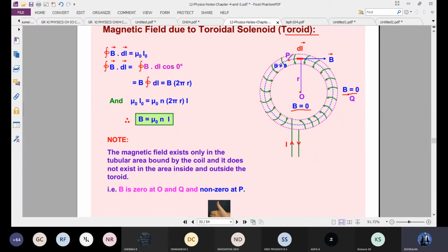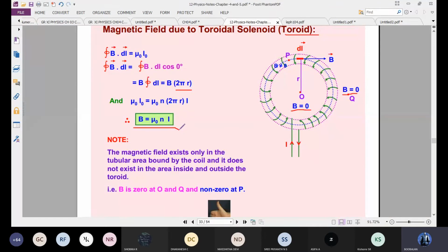And the field is not equal to 0. So now we are finding inside only. Inside means at the surface. B dot dl, so dl value is 2 pi r. Just apply the value. B dot dl is mu naught I naught 2 pi r. Cancel the common values. You will get B equal to mu naught N I. Same formula. Solenoid, another one toroid. Both have the same formula.